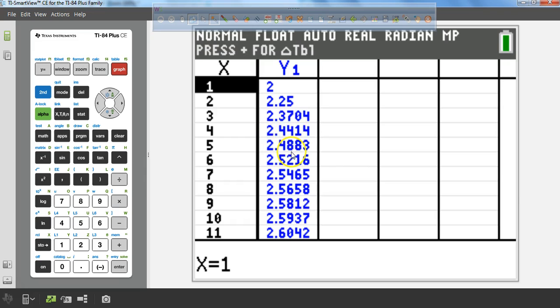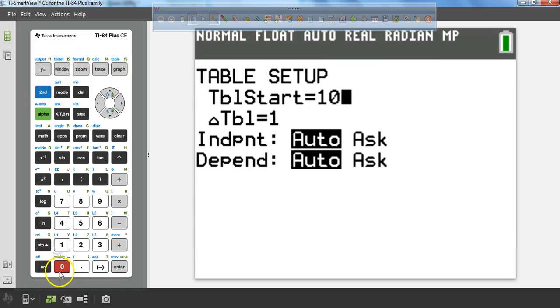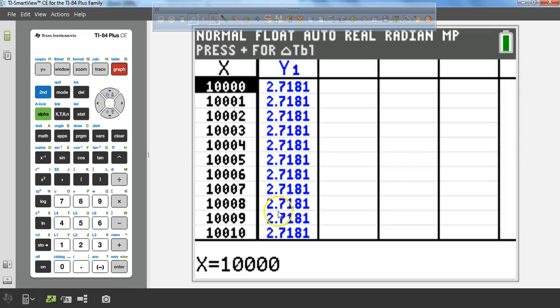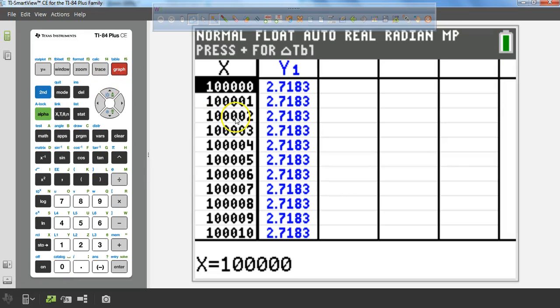You're like, what is Euler? That's not Euler's number, but check this out. As it approaches infinity, watch what happens when I make a really big number, like 10,000. Look what it gets really close to. And it just stays. It is an irrational number. So even if I put 100,000, look, there it is.